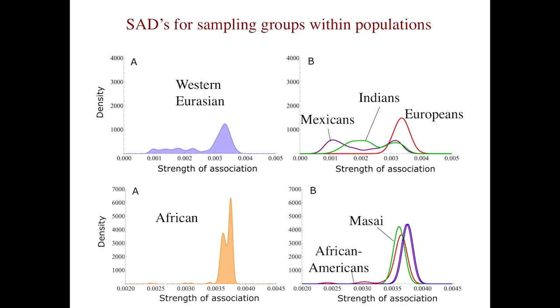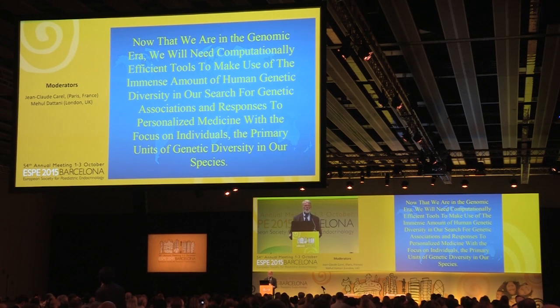The Maasai population is that outlier in the rest of Africa, and it shows a pattern, and I'm not going to show all of this, that indicates a fair amount of gene flow over long periods of time with other populations. So we can get a lot of insight, and in fact, we can identify specific individuals who are admixed to certain degrees. So now that we're in the genomic era, I think we really need computationally efficient tools to make use of the immense amount of human genetic diversity that we have in our search for genetic associations and responses to personalized medicine.